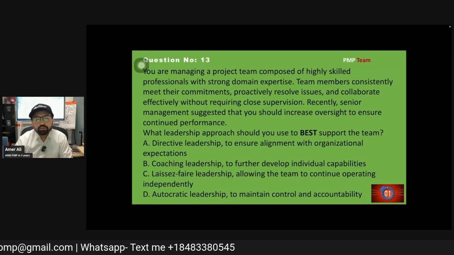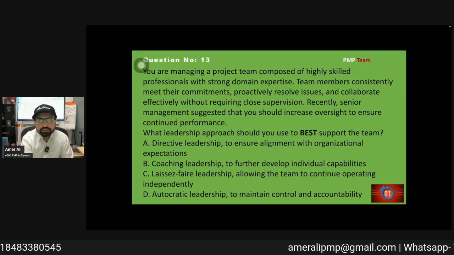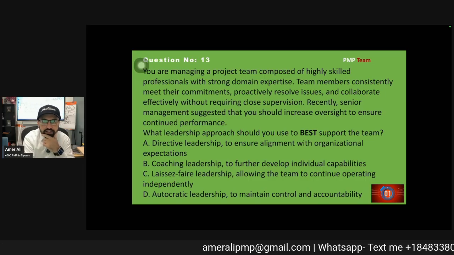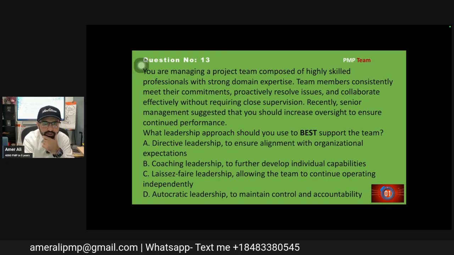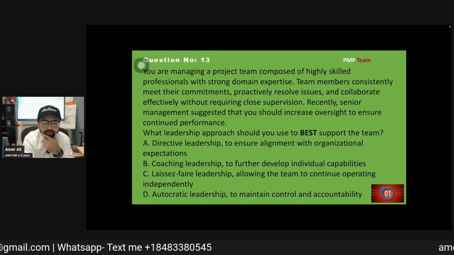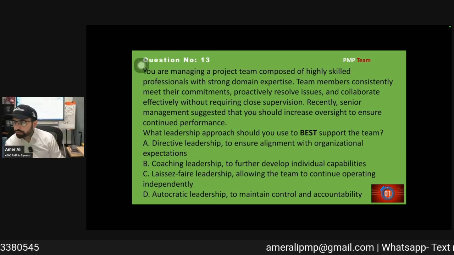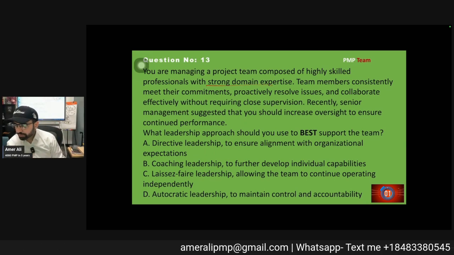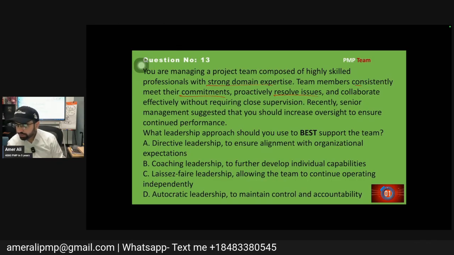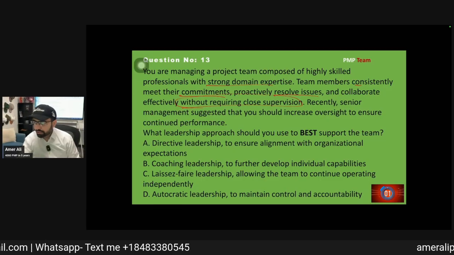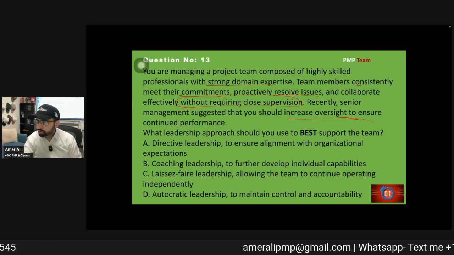Okay, you are managing a project team composed of highly skilled professionals. Team members consistently meet their commitments. Recently, senior management suggested that you should increase oversight. What leadership approach should you use to best support the team? They are highly skilled with strong expertise. Team members resolve issues and collaborate without requiring supervision. They don't need it.